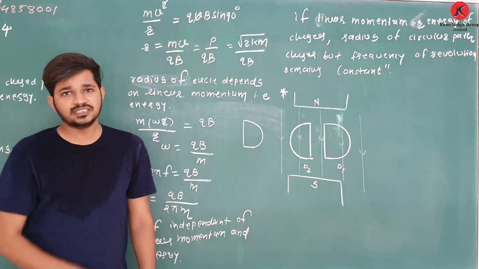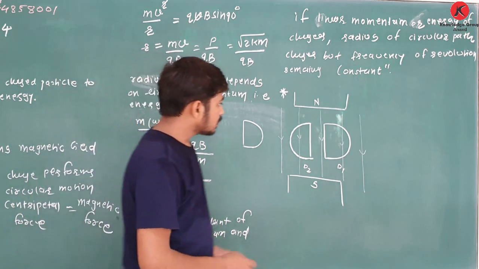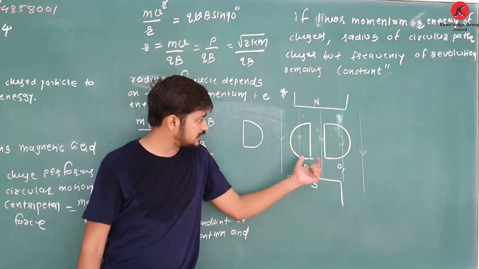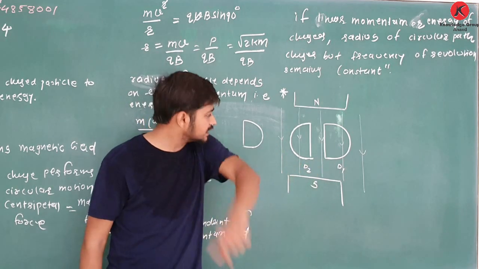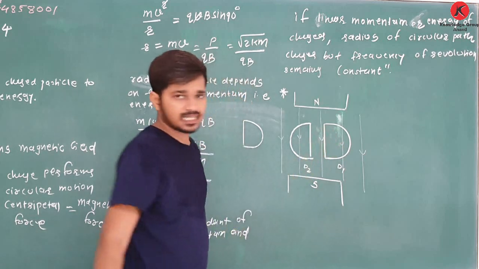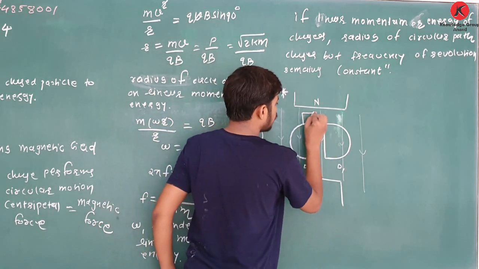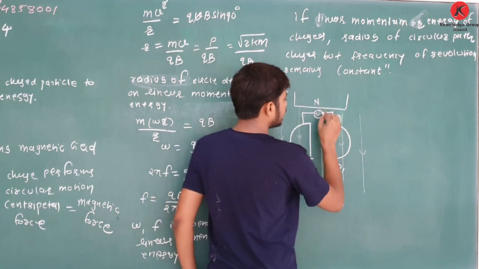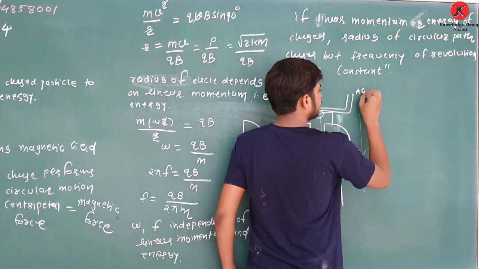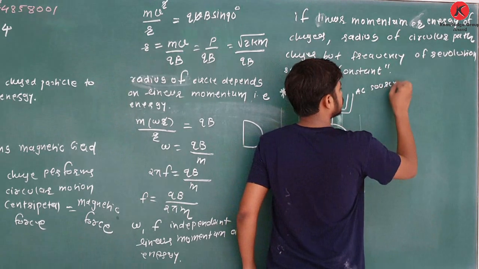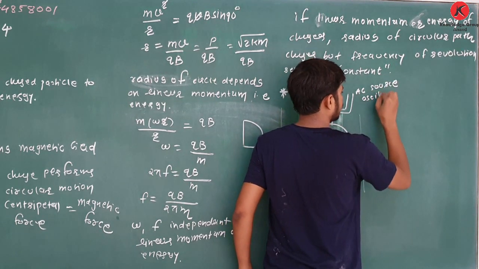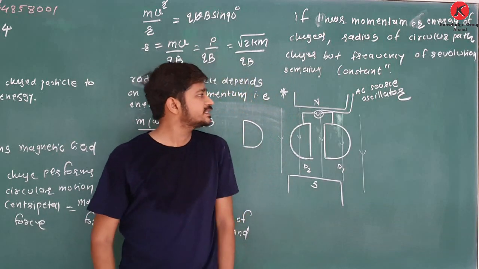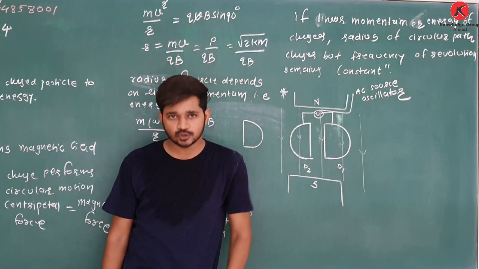Now, what happens? See. You say, sir, there is an electric field only. Where is the magnetic field? What about this magnetic field? What about the electric field? Yes. These two D's are connected with an AC source, an oscillator. What is the function of the oscillator? Why is it called an AC source?